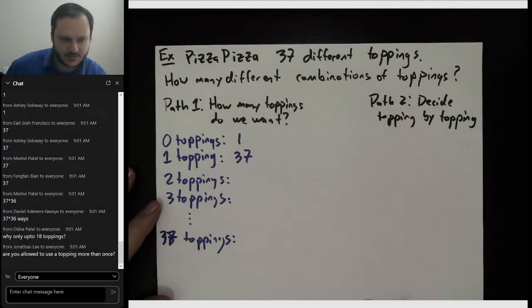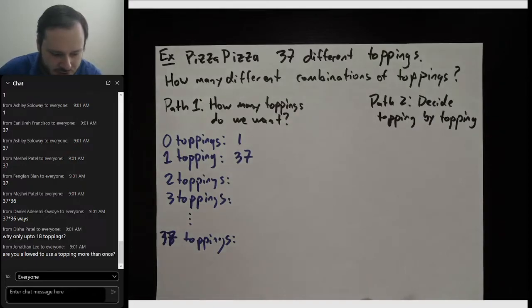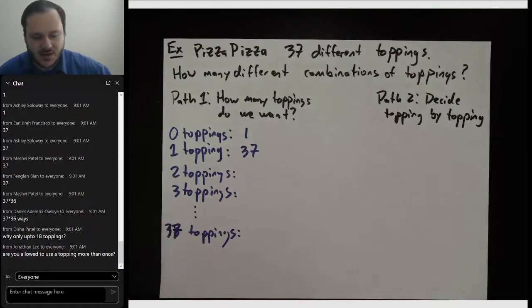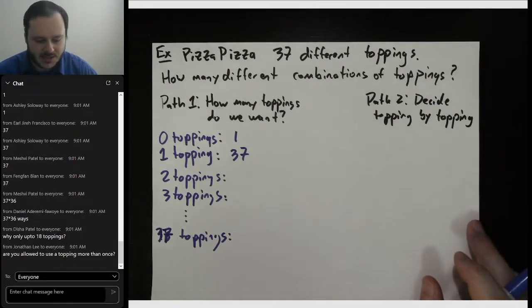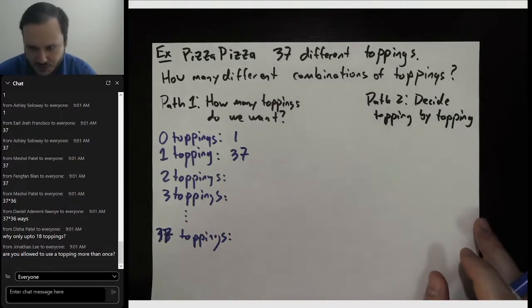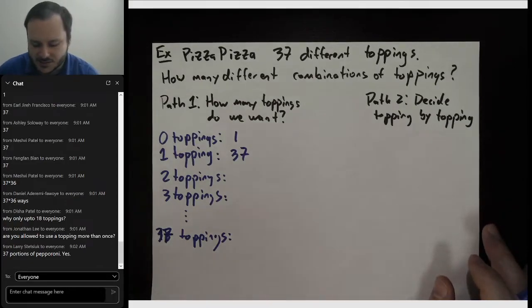Sorry about that. Are you allowed to use a topping more than once? Really important question. No, we're gonna outlaw double toppings here. We're just gonna say the type of toppings on a pizza is what defines the pizza. So let's go all the way up to 37. Okay, so now 2 toppings. I want to pick a topping 1 and pick a topping 2. So it seems like I want 37 times 36.